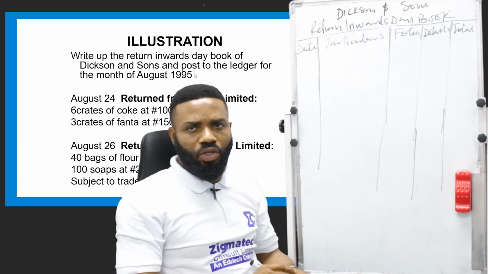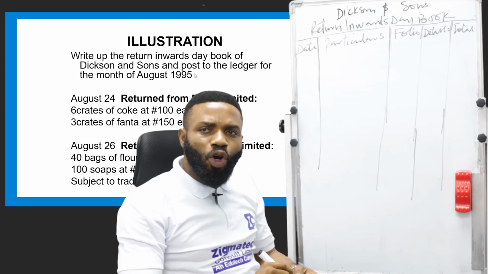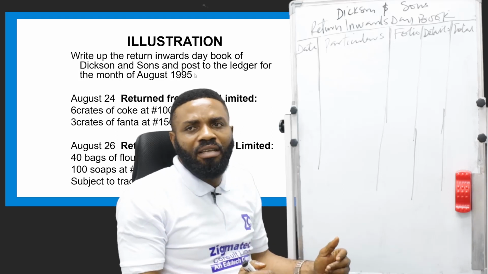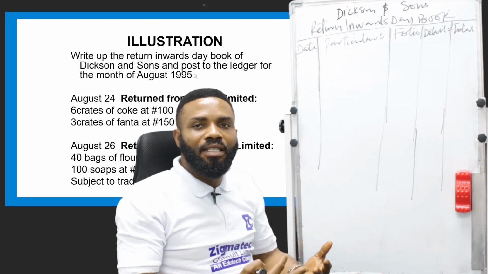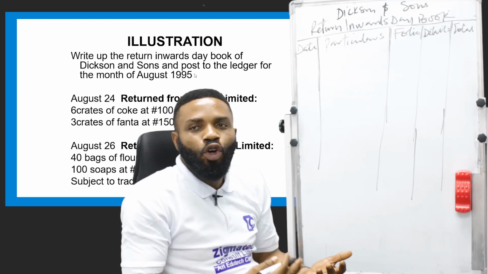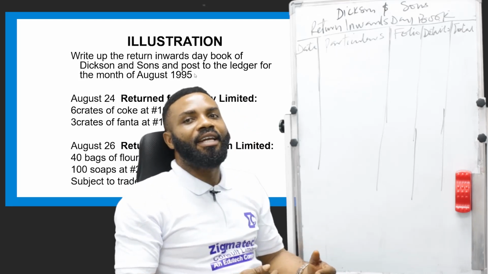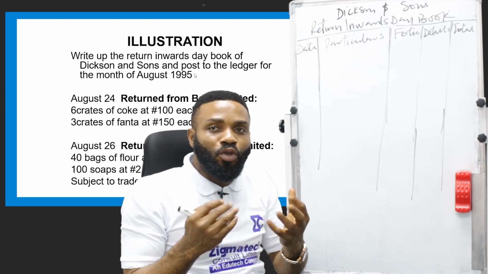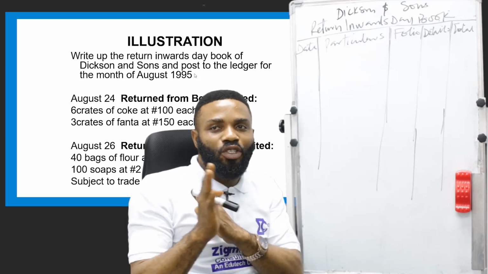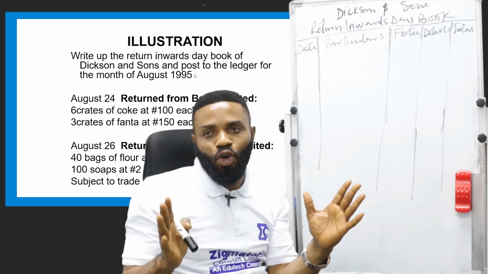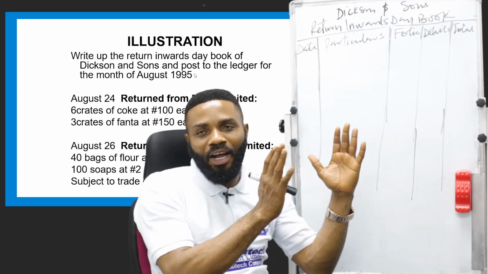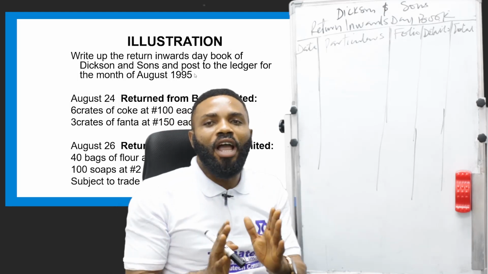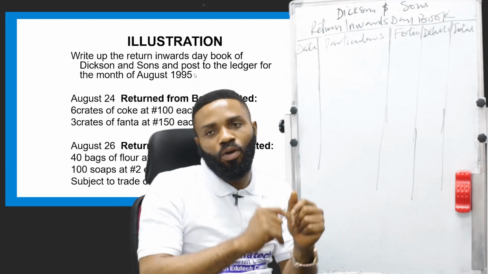Now, if you look at this illustration, we said August 24th, return from Betty Limited. Looking at the transaction that took place around Betty Limited, it's very obvious that Betty Limited deals on drinks. So we must have gone to Betty Company to buy, and then they have come to us. It looks like Dixon and Sons have departmental shops, departmental stores. They have a particular department where they sell cokes, drinks, and then another department where they sell toiletries and flour.